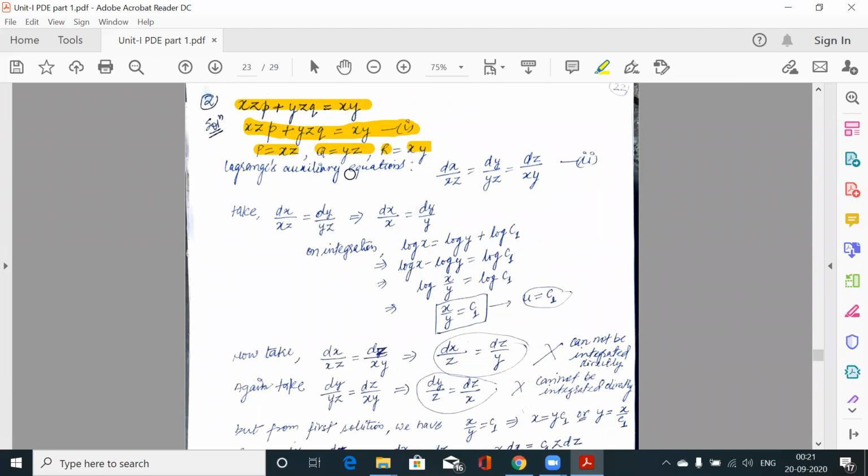So the next step is Lagrange's auxiliary equations. dx over P means xz, dy over Q means yz, and dz over R means xy. Now, what is our objective? We need to get two independent solutions.